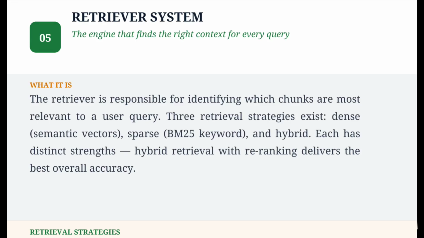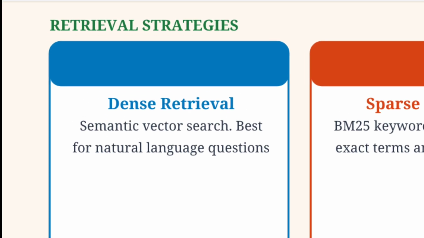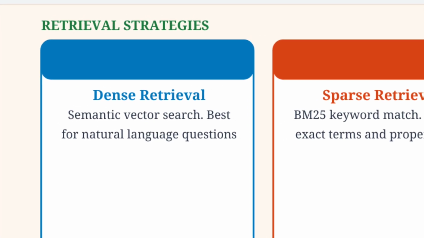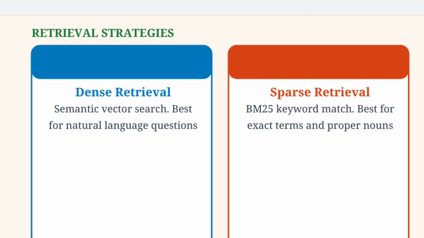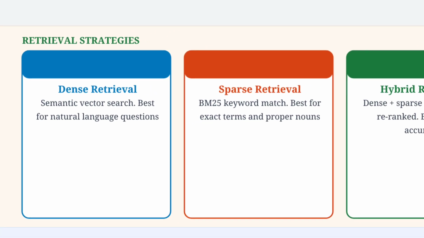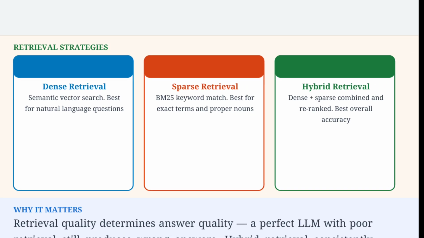So now here's the interesting part. There isn't just one way to retrieve chunks. There are three, and choosing the right one matters. Dense retrieval. This is pure semantic search. Vectors comparing meaning. Great when someone asks a natural language question where intent matters. What is the best approach for this type of question?